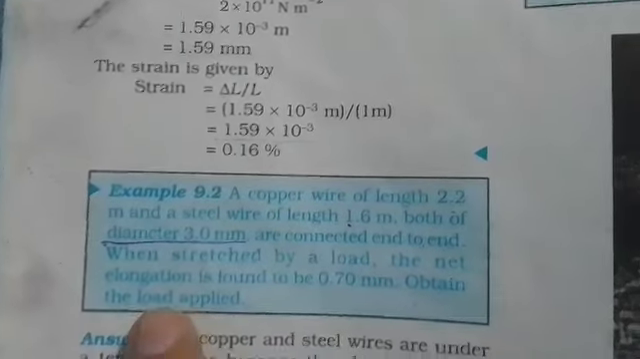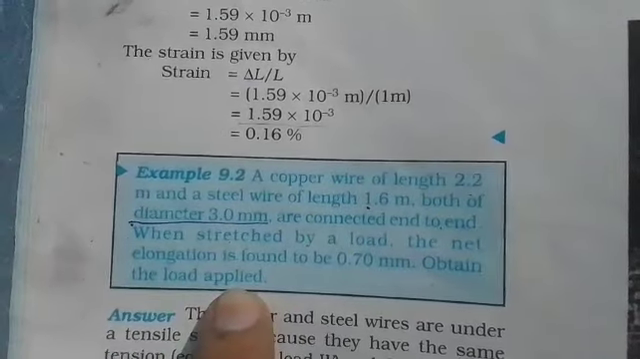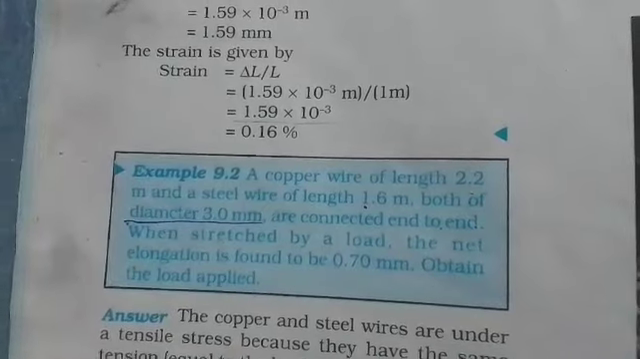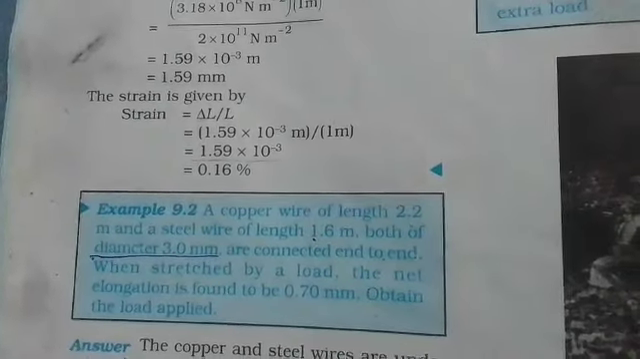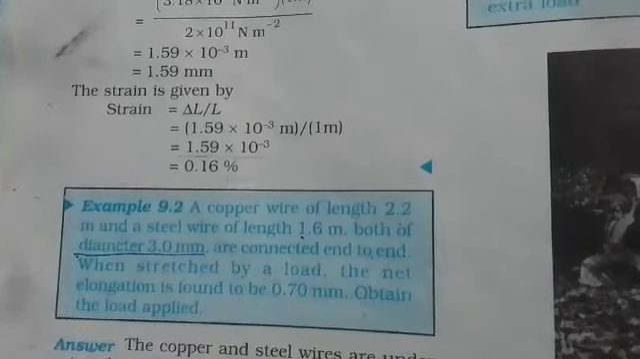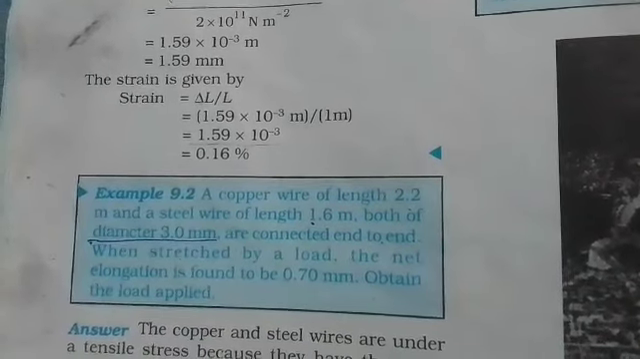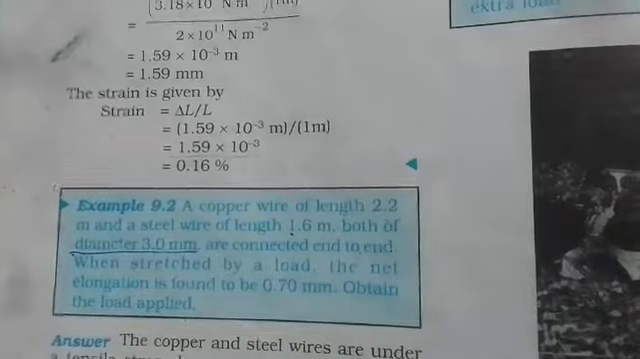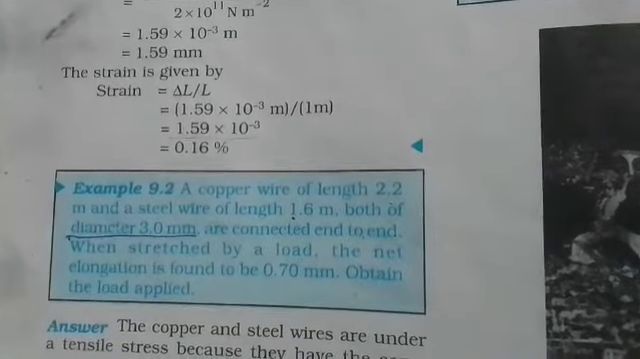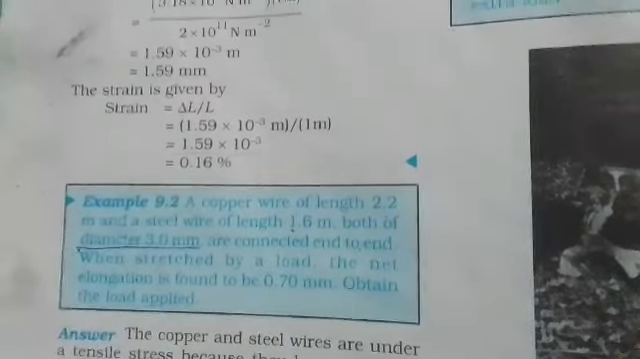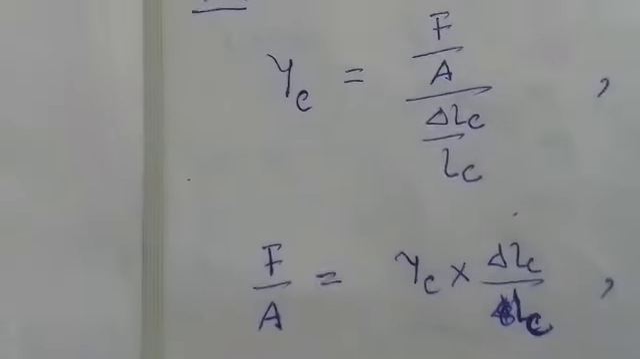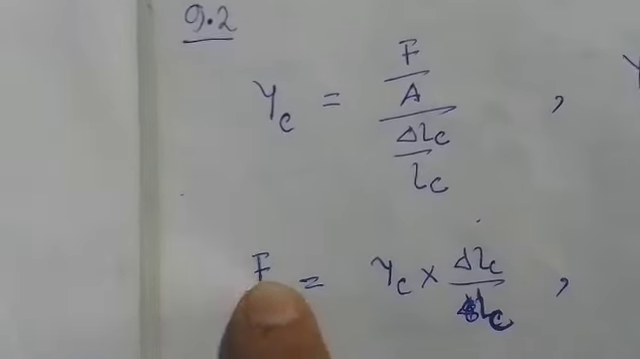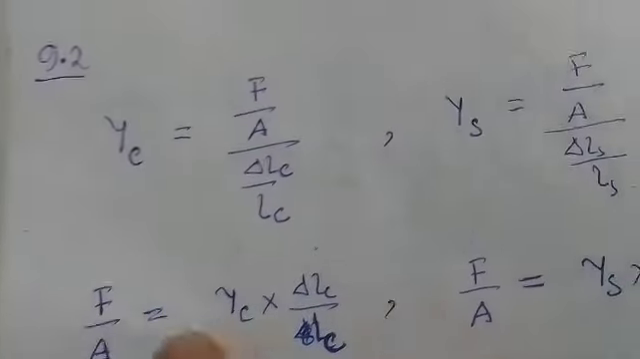Secondly, a load is applied on this wire. Since both the wires are connected end to end, if we allow a certain load to be hanged on the wire, then the same amount of load will be applied on both wires. So we have the same value of force also.